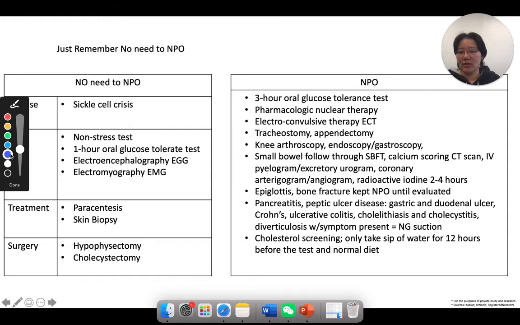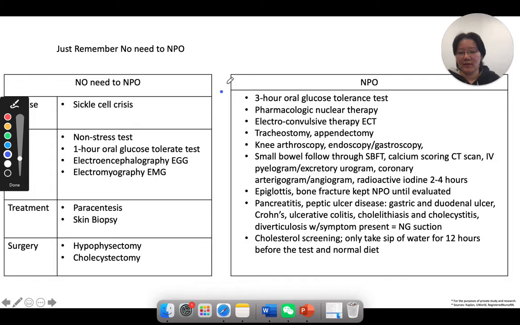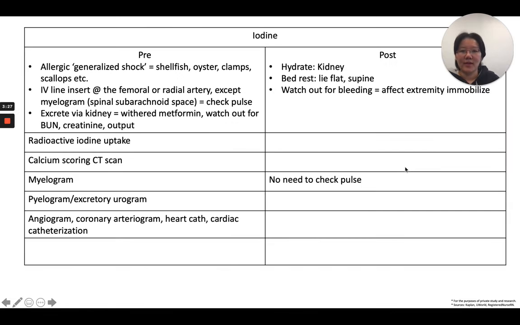So as I say, just remember this section. That's all you need to do. And done. All right, let's move on to the next one.